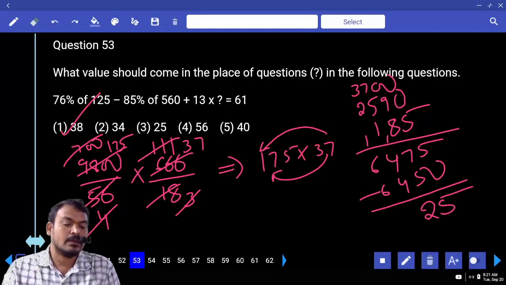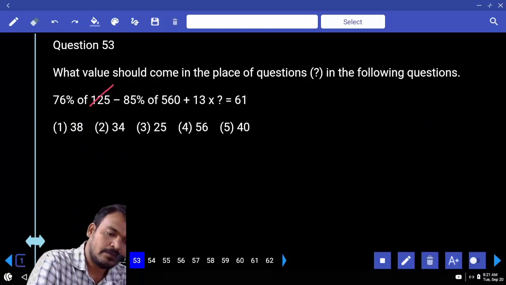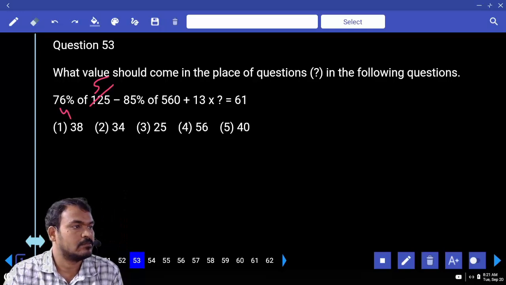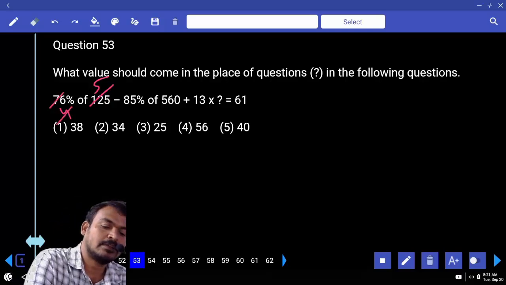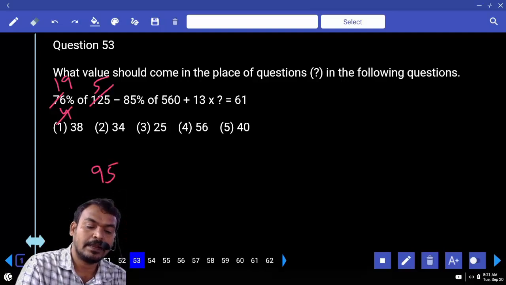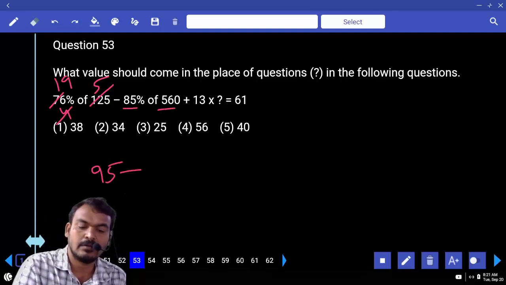53. 76% of 125. 25 5 times, 25 4 times. Percentage means 100. 25 4 times, 25 5 times. 4 how many times? 76. 19 times. 19 5 is how much? 95 minus 85% of which one?